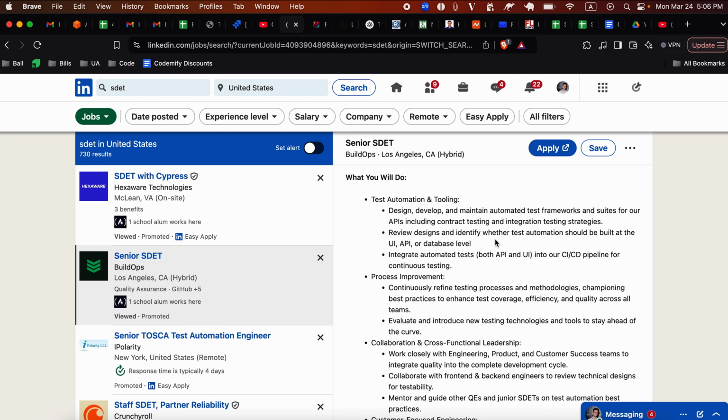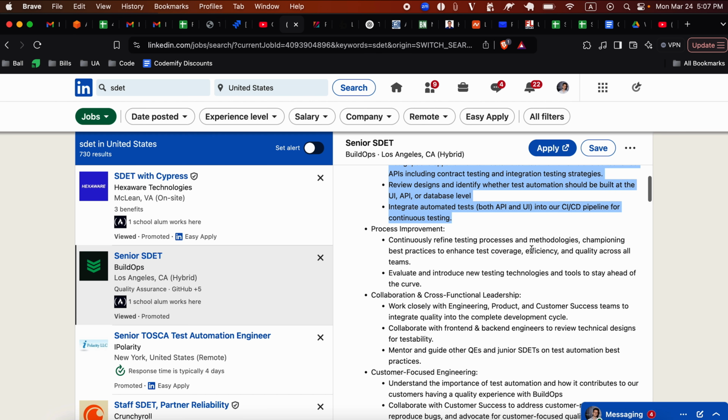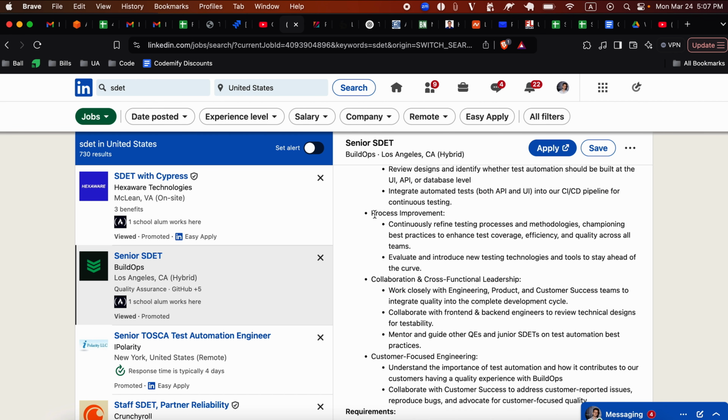Review, design, and identify whether test automation should be built at the UI, API, or database level. Amazing. Integrate automated tests, both UI and API, into CI/CD pipeline for continuous integration. That's what I was talking about. You're definitely going to have to work with CI/CD and both UI and API automation. But pay attention to the wording: we're not actually talking about any software development, only test automation frameworks at the moment, and integrations. Process improvement. Continuously refine testing processes and methodologies, championing best practices to enhance test coverage, efficiency, and quality across all teams.